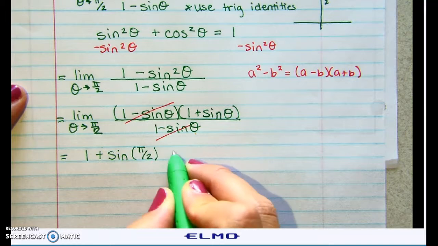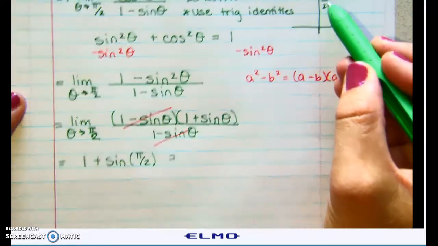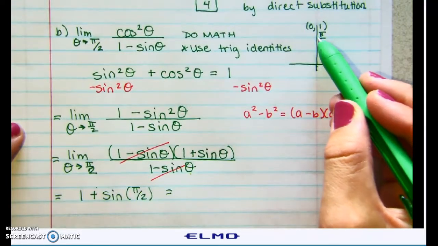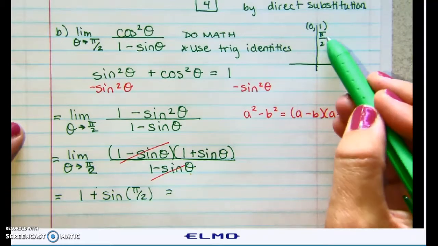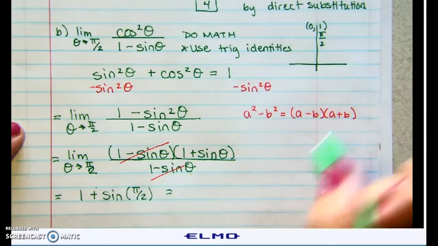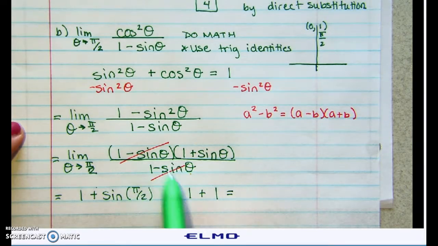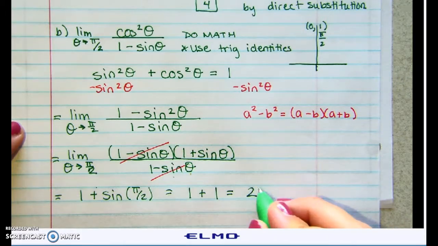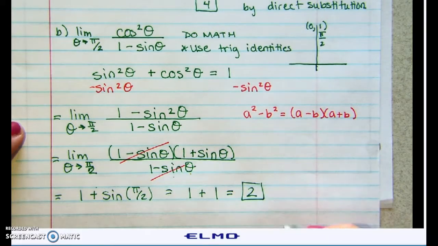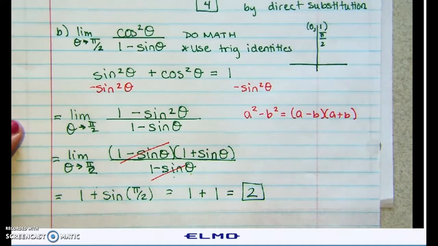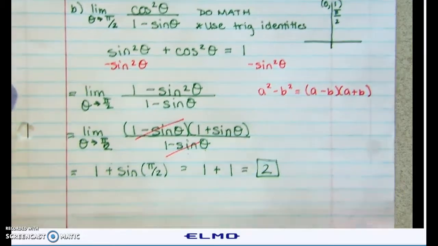Do you know what that is in your head, or do you need to look back here? Sine is y value, so sine of pi over 2 is 1, and we did all of that work. Oh, I thought the answer was going to be 0. It's not. It's 1 plus 1. 1 plus 1 is 2. Woo! Isn't it exciting when you get 2? See, I thought we were going to get 0, and I would be upset.